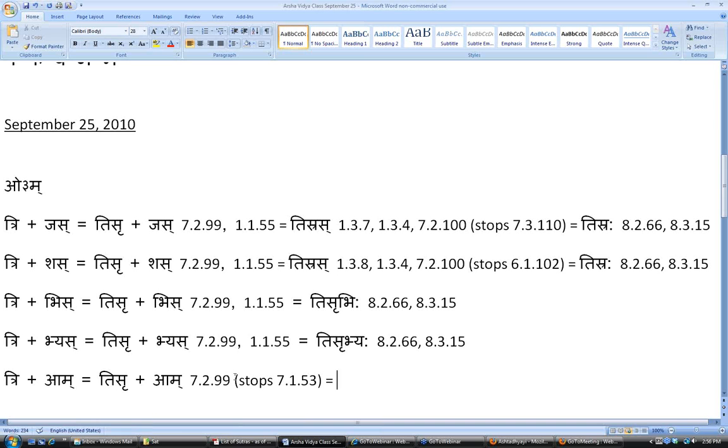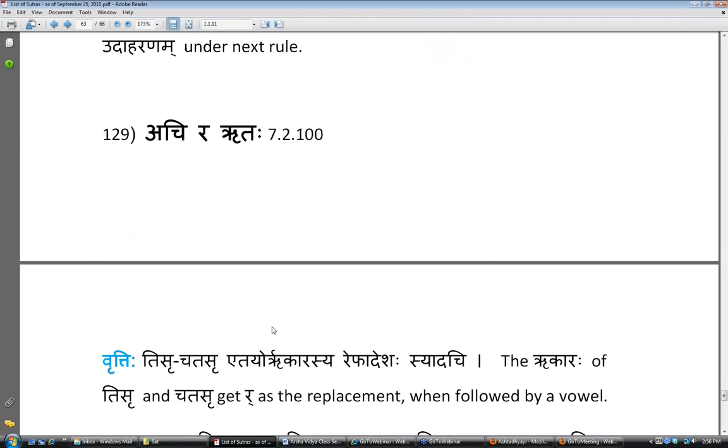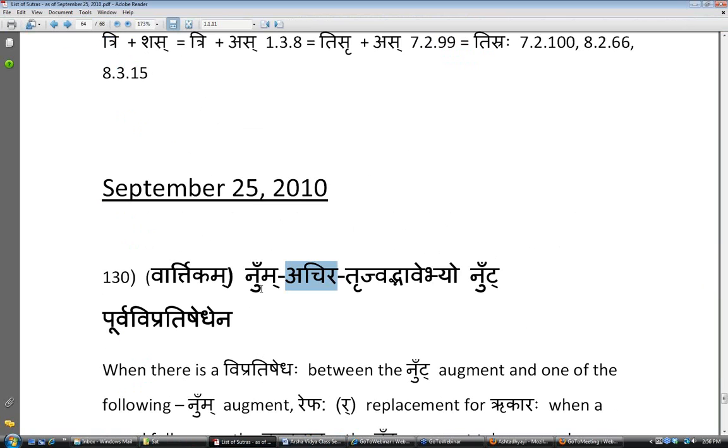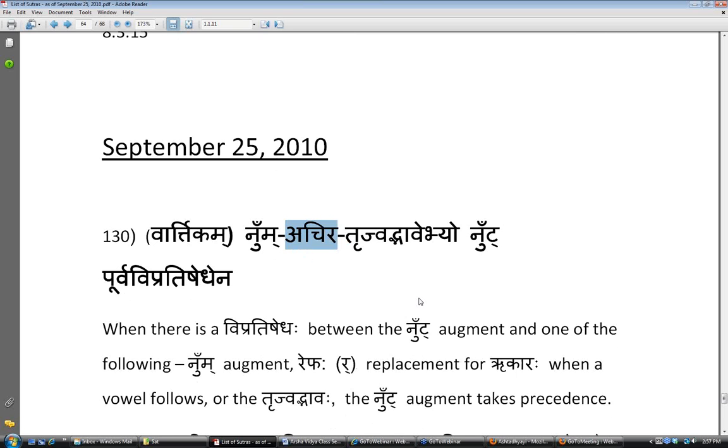So that is what this Vartikam was saying. Again, I hope I didn't confuse you. The Vartikam is saying Num Achira Sujvad Bhavebhyo Nut Pura Vipratishedha. So this Nut is 7.1.54, but this Achira Ritaha is 7.2.100. Normally Achira Ritaha should have been coming, so the Vartikam has to step in and say put the Nut Agamaha. There's actually one more thing to consider over here, and let's see what in fact we can go to the Kashika. So Nut Agama is going to come by the Vartikam. Let's hold on to that for the time being.